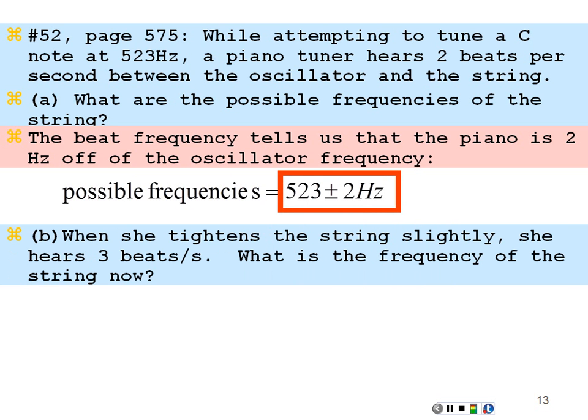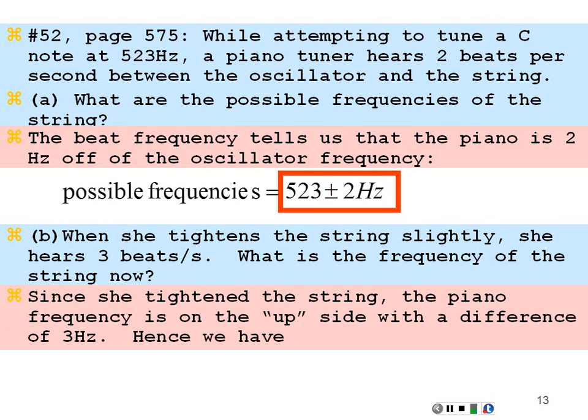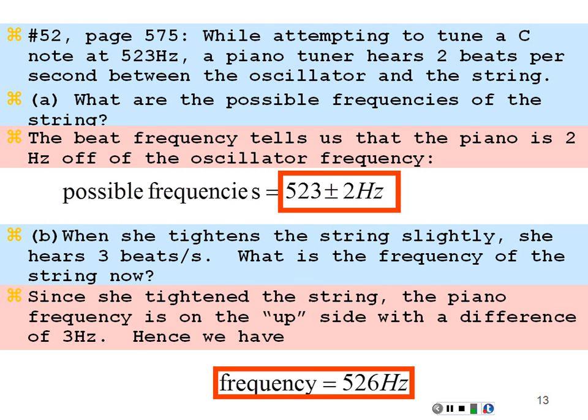When she tightens the string slightly, she hears 3 beats per second. What is the frequency of the string now? By tightening the string, we realize that she is increasing the tension and that the frequency should go up. So, since we hear a beat frequency of 3 hertz, 3 beats per second, the true frequency should be above the oscillator frequency. So we have a frequency of 3 plus 523, or 526 hertz.